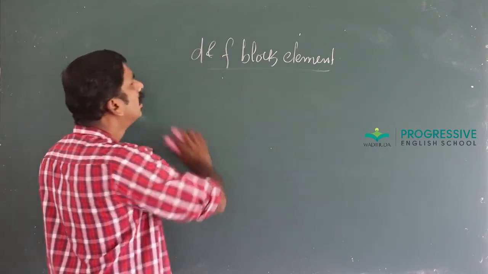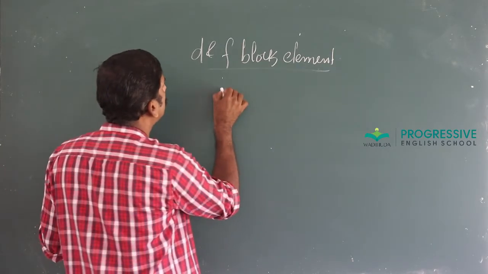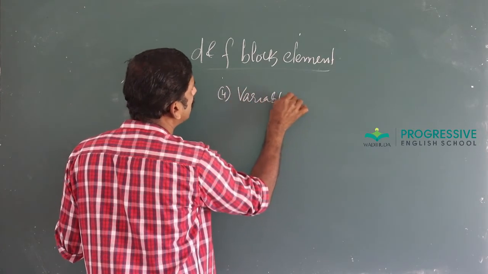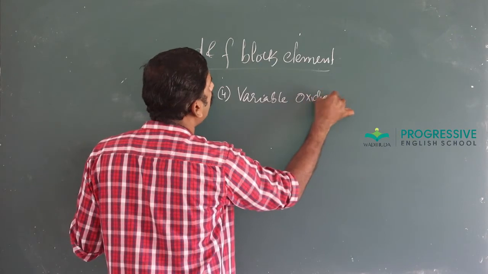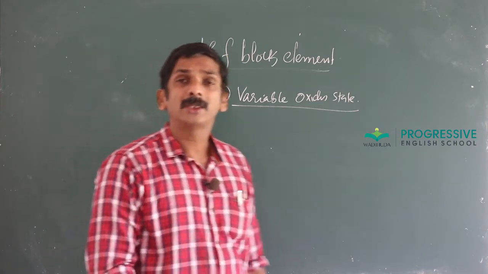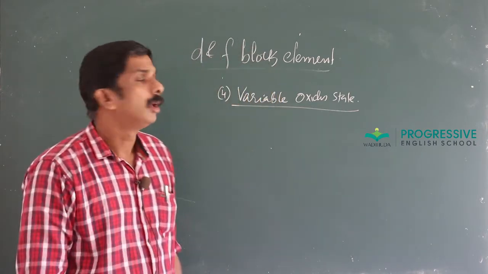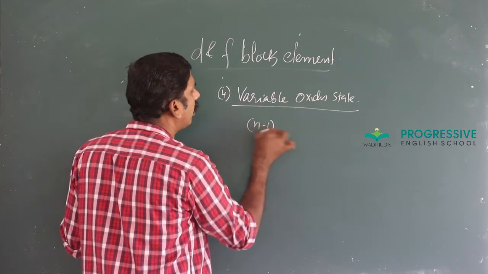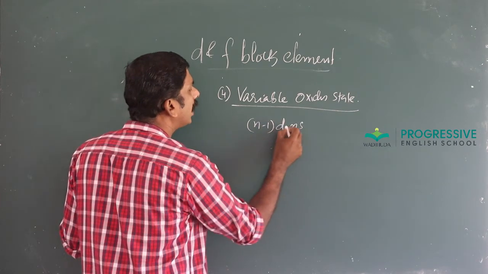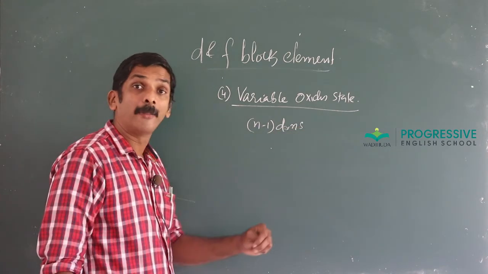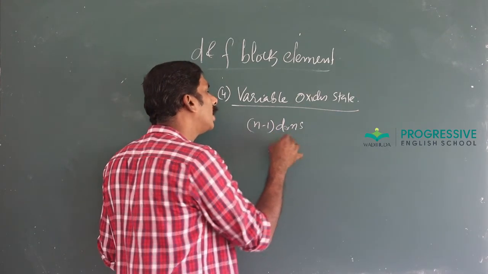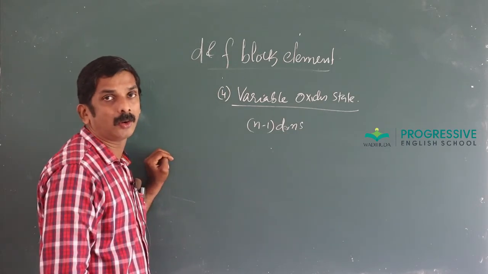And the next, transition metals exhibit variable oxidation state. What is the reason behind this? The general outermost configuration is (n-1)d ns. This (n-1)d and ns have almost comparable energy, so that d electrons can also take part in reaction along with the s electron.